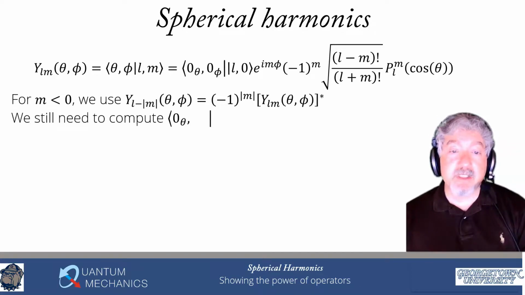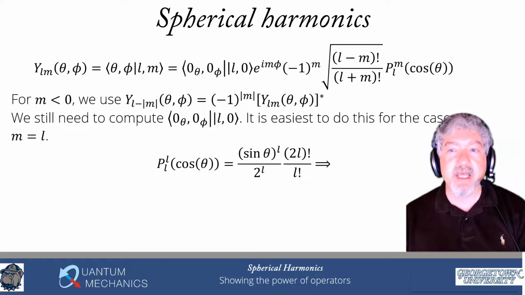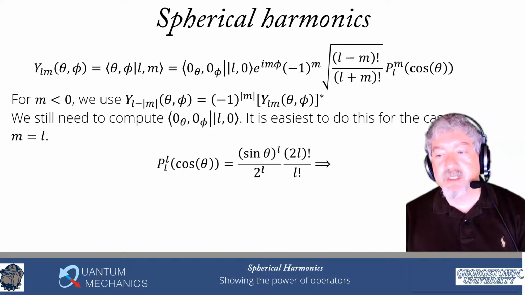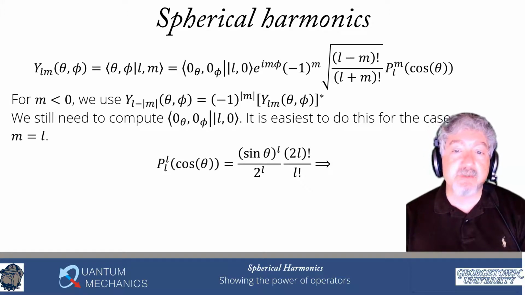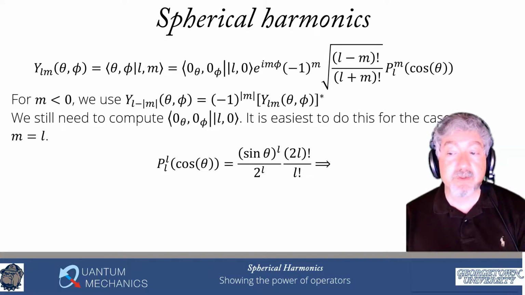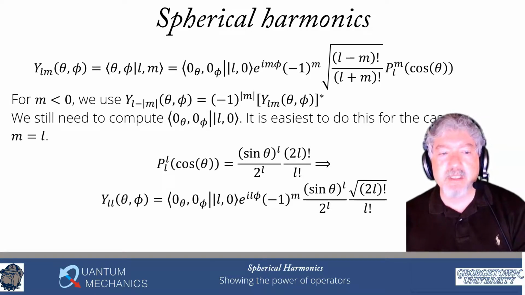All right, normalization constant, we still have to get this, and it turns out it's easiest to do this for the case where m is equal to L. So we evaluate that associated Legendre polynomial when m is equal to L. It's just equal to sine theta raised to the Lth power divided by 2 to the L times (2L)! over L!. So it's relatively simple. And now we plug that in to get the spherical harmonic, Y_LL of theta, phi.